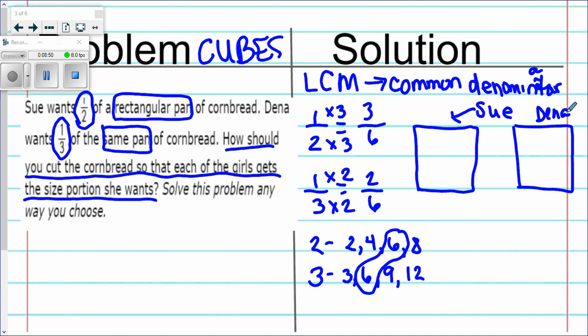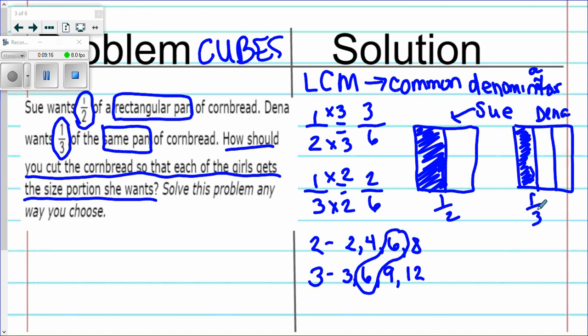Now Sue's pan originally, if she wanted half of this pan, we would have had to just cut it in half, and this would have been Sue's portion. Now Dina wanted 1/3, so I would have had to cut this into 3 parts. And she just wanted this much. So this is what those original fractions look like of 1/2 and 1/3.